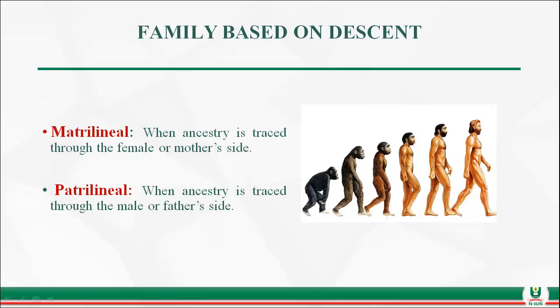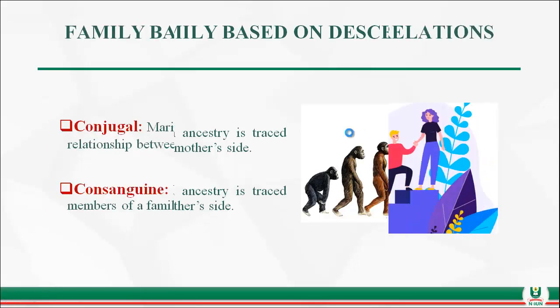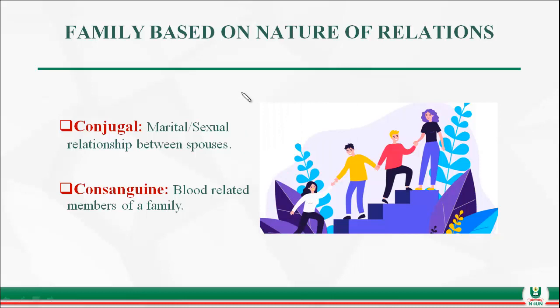Let's take on the next one, which is the type of family based on relation. The first one we have here is the conjugal type of family. This one is based on marital or sexual relationship between spouses. It has to do with two or more persons who have a socially approved sexual relationship. Anybody in that type of relationship is in a conjugal type of family. And we have the consanguine type of family. This has to do with blood relation. Only blood-related members are members of this type of family. Those who are not related are not members of the family. House helps are not consanguine members of the family.